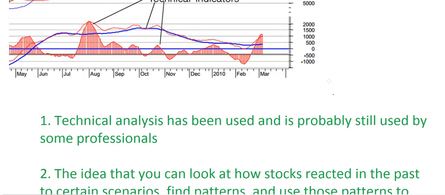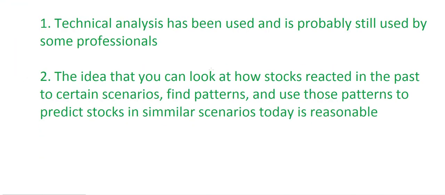So before I go into everything, there's two things that I want to establish. First of all, technical analysis has been used and is probably still being used by professionals today. It is something that is used, but it is much more complex than you can probably imagine. Second thing, the idea behind technical analysis, which is the idea that you can look at how stocks reacted to the past in certain scenarios, that you can find patterns, and that you can then use those patterns to predict similar stocks in similar scenarios today, it is a reasonable idea. In theory, that idea should work, but it is very complex to set up.